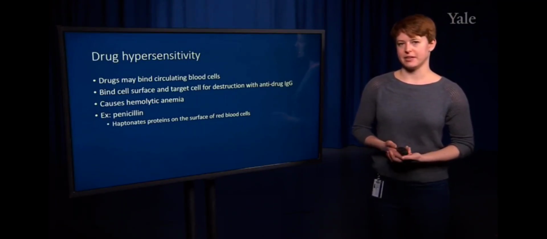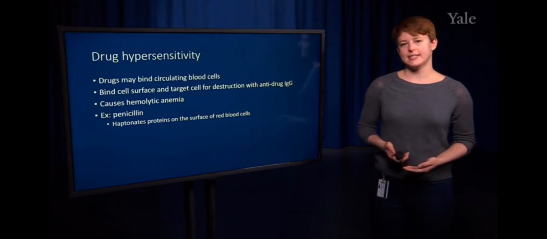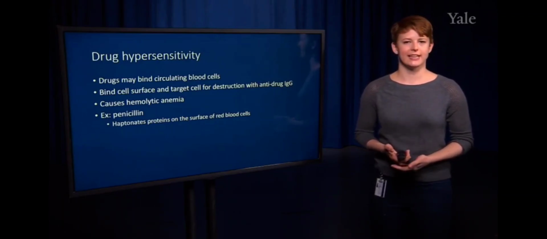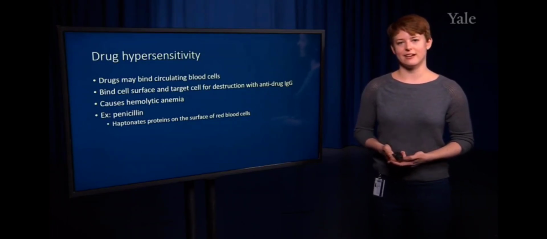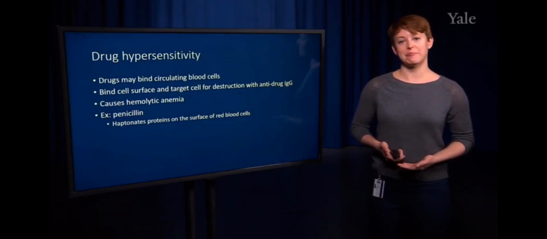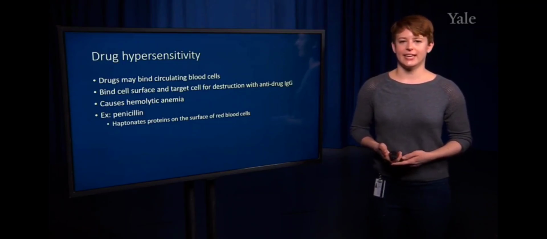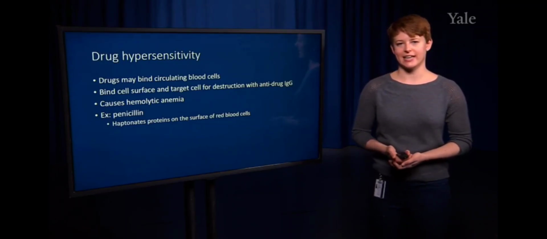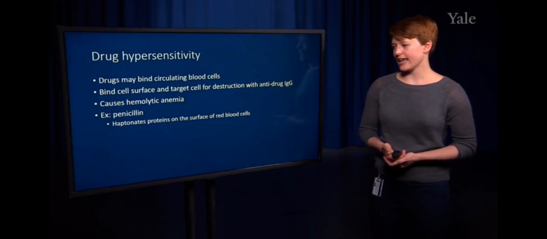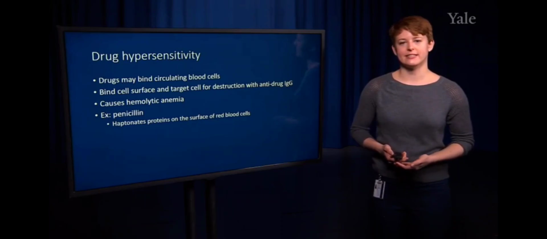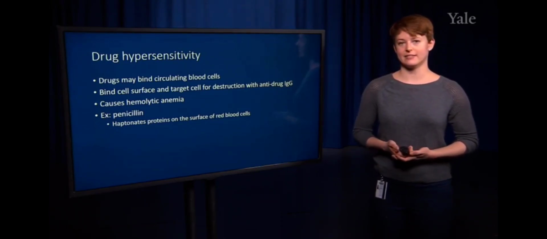And in penicillin, interestingly, this drug can actually react with proteins on the cell surface and haptenate them. So it can alter them enough that the body no longer recognizes them as self. And then these proteins are the target of an antibody response, not necessarily an IgE response.